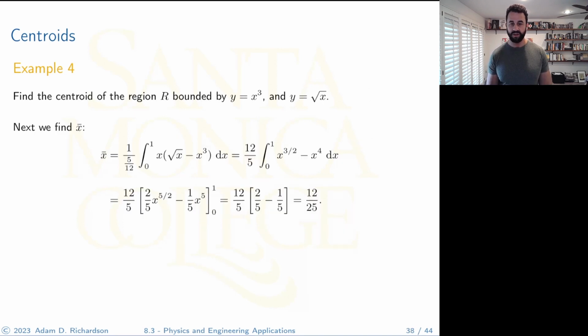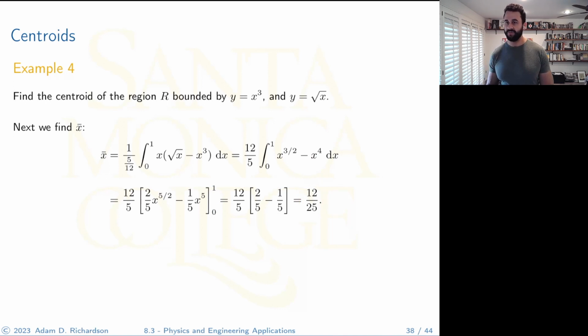Now we can use the formula for the x coordinate, 1 over the area, and then it'll be x times root x minus x cubed. Go through some simplification a little bit, distribute this x, flip the 5/12, and then again, you've got a pretty basic integral. They're both power functions. Use the power rule, anti-differentiate, use fundamental theorem of calculus, and then simplify to get 12/25.